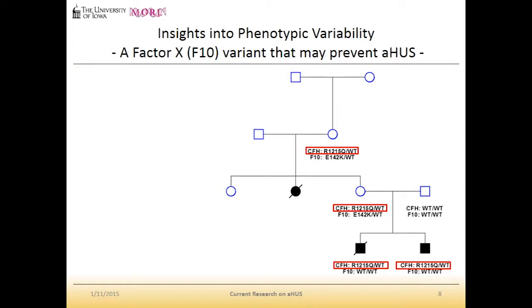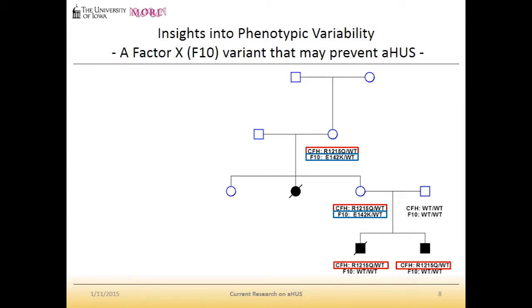However, the two kids got the disease from a very young age, and their mother and grandmother never got the disease. So we screened this pedigree using the CasCADE panel, and we found that the mother and grandmother are also carrying a mutation in factor 10. Factor 10 is a coagulation gene. It promotes the formation of blood clots.